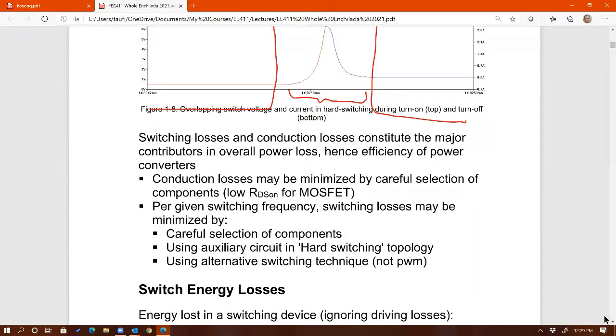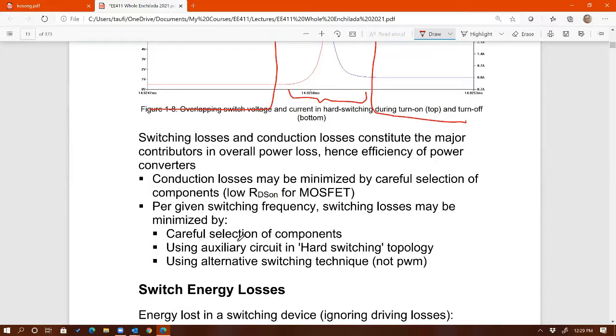So that's why switching loss is an important aspect of DC to DC converter design. When you're designing a DC to DC converter, you want to make sure that you can minimize switching losses. How? We're going to learn that in this class. Any questions so far? Oh, right here actually.